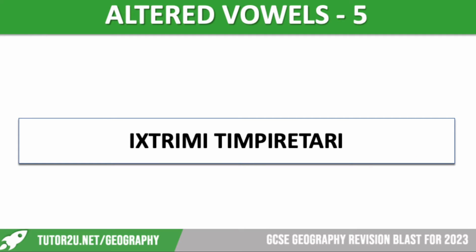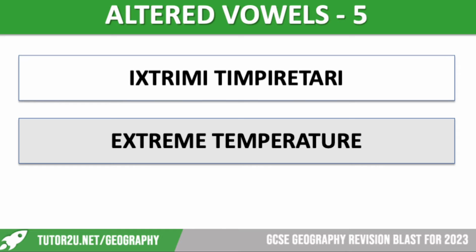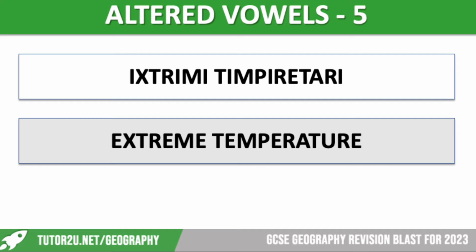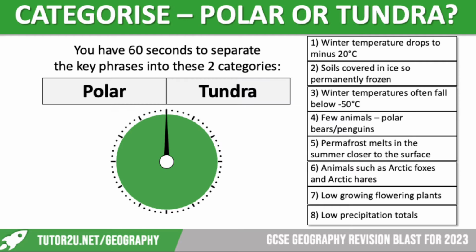And one of our biggest challenges in cold environments is this. Just give you a moment to try and work out what it is. Hopefully you have spotted that it is extreme temperature. So we are looking at the extreme cold here. So we mentioned polar or tundra a moment ago. Some of you will have studied tundra regions for your cold environment case study. Some of you will have studied polar regions. So what is the difference between the two?